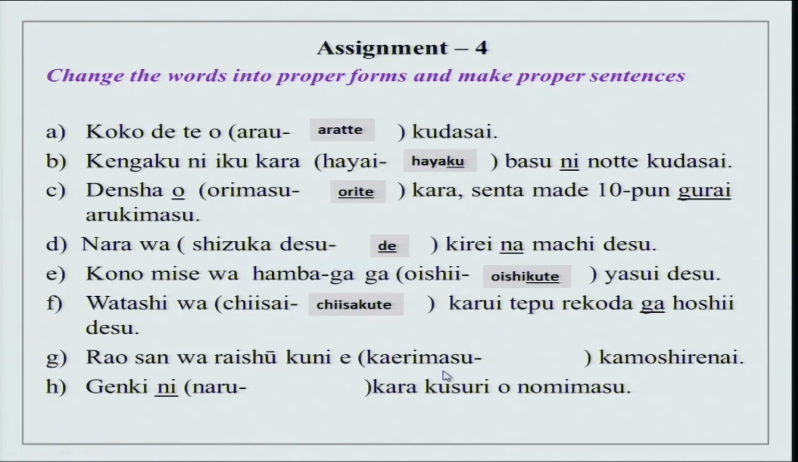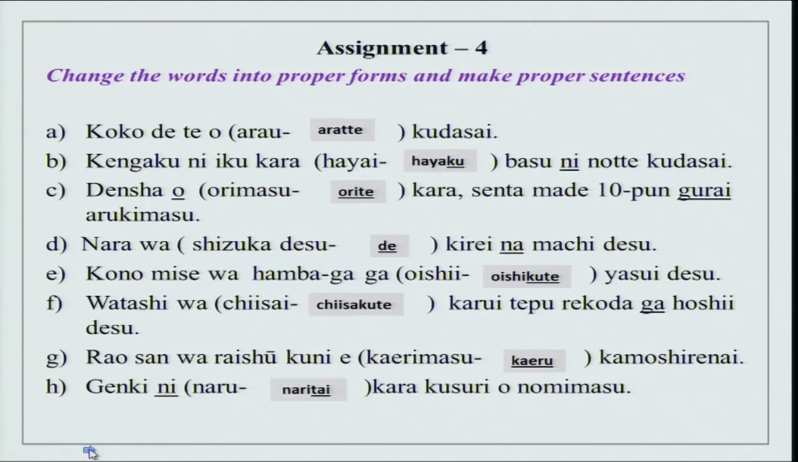Rao-san wa raishu kuni e kaerimasu. Now, what should it be? It is kamoshirenai over there. It should be in plain form. Kaeru kamoshirenai. Nai is plain form over here for kamoshiremasen.